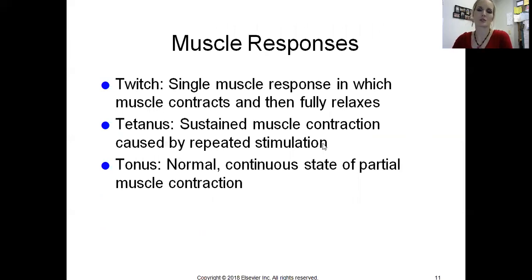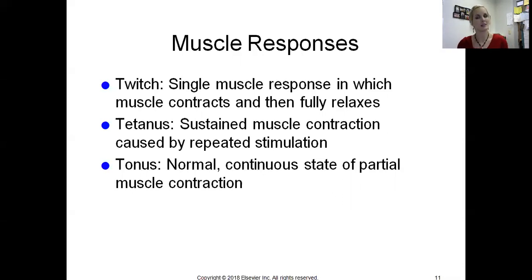So our muscle responses, a couple different terms I want you guys to know about these different muscle responses. Some you might already be familiar with. So a twitch is a single muscle response in which a muscle will contract and then fully relax. Sometimes you get a muscle twitch and you may feel that, where it's contracting and relaxing. And sometimes it happens repeatedly, but that contraction and then that full relaxation is called a twitch, where it just contracts, relaxes, and that's it.